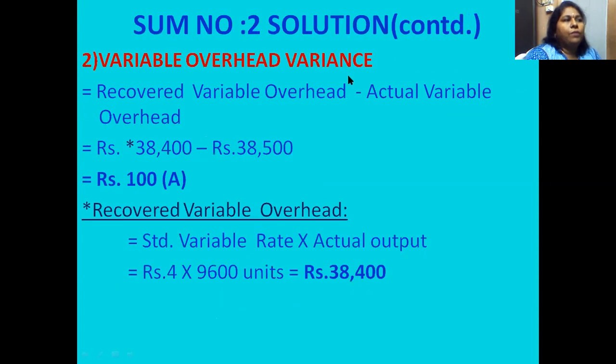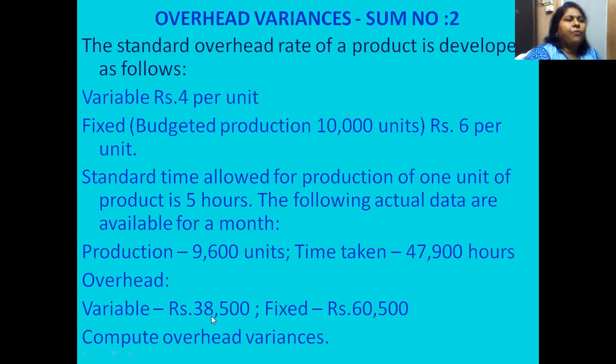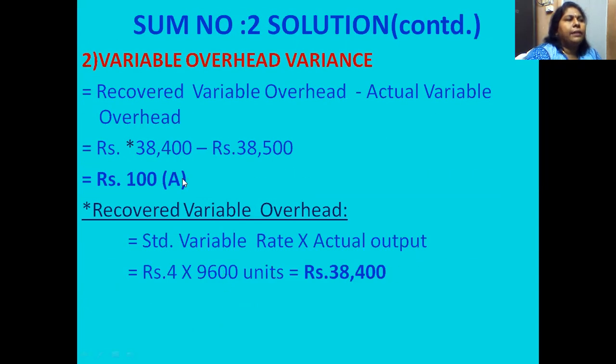The next one is the variable overhead variance. Again, required variable overhead minus actual variable overhead. How to calculate required variable overhead? The formula is standard variable rate into actual output. Actual output, you know very well, is 9,600. Variable rate is 4. You get the answer 38,400, minus actual variable overheads given in the problem as 38,500. Compare it and get the answer: 38,400 minus 38,500 is minus 100. So this is the way we calculate the variable overhead variance.